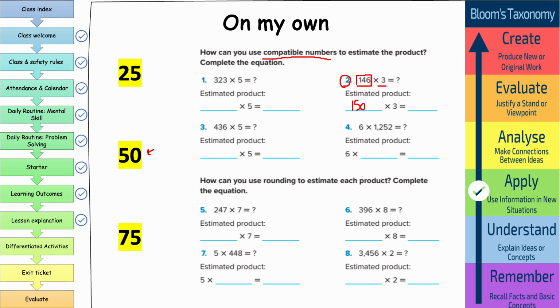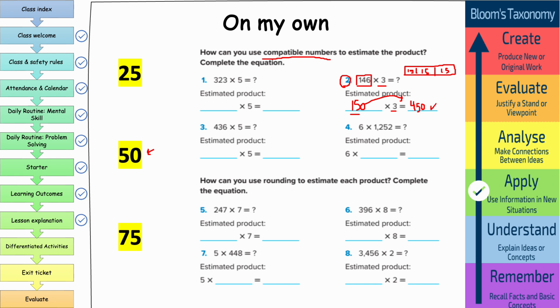150 times 3. Now, there are some students who don't know how to multiply 15 by 3, so they will use a bar diagram. 1, 2, 3, and there will be 15 in each section. So 15 plus 15 plus 15 is 45. Very simple. And then how many zeros are left in the equation? There is 1 zero left in the equation, so I'll add it there. The answer will be 450.